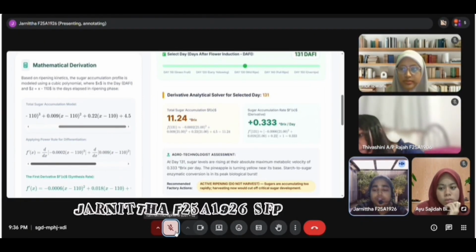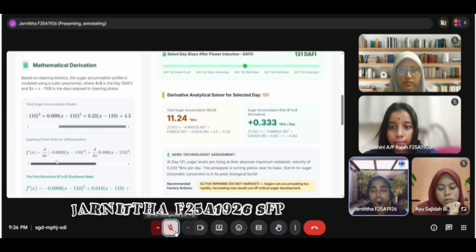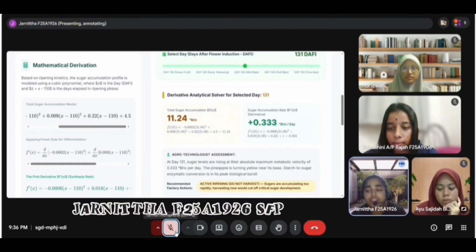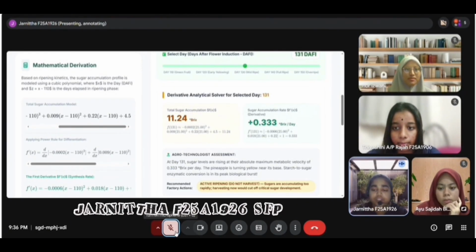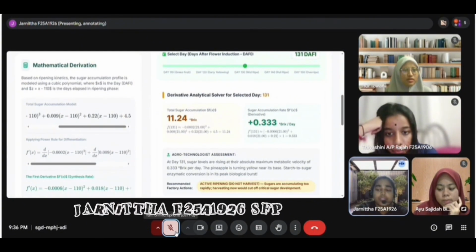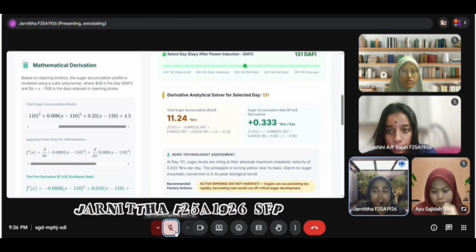Now it's time to conclude our presentation. In conclusion, this project successfully demonstrates how calculus and derivatives can be applied in bioscience and food technology applications. By using derivative analysis, this dashboard helps predict the optimal harvesting stage based on sugar accumulation rate in MD2 pineapple.